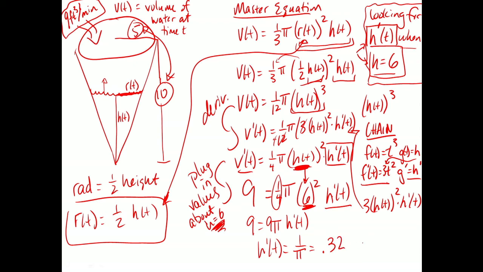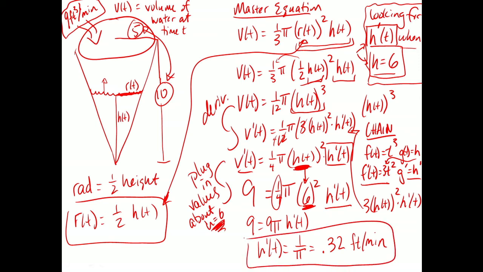or 0.31 feet per minute. Okay, so about 1/3 of a foot or so per minute, which is what? 1/3 of a foot is 4 inches, is that right? So about 4 inches per minute is the rate at which the water level is rising at this time.